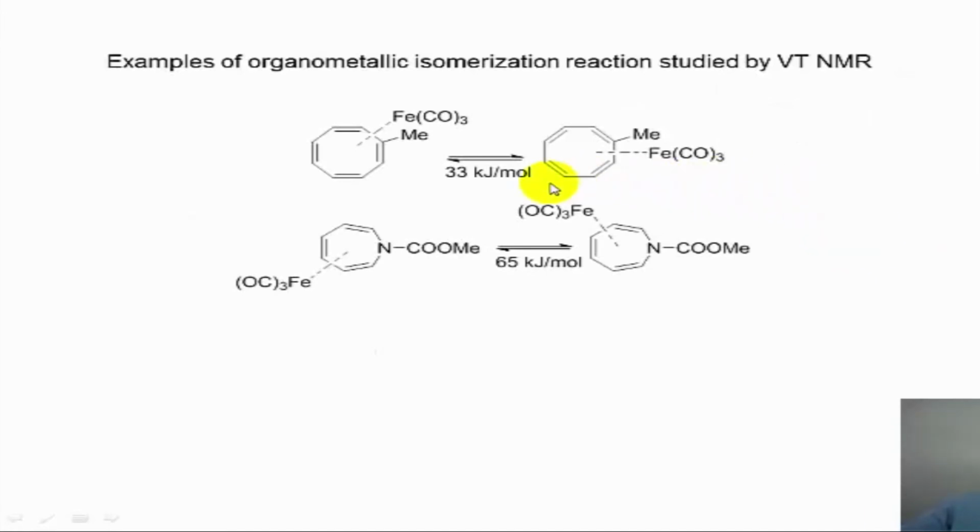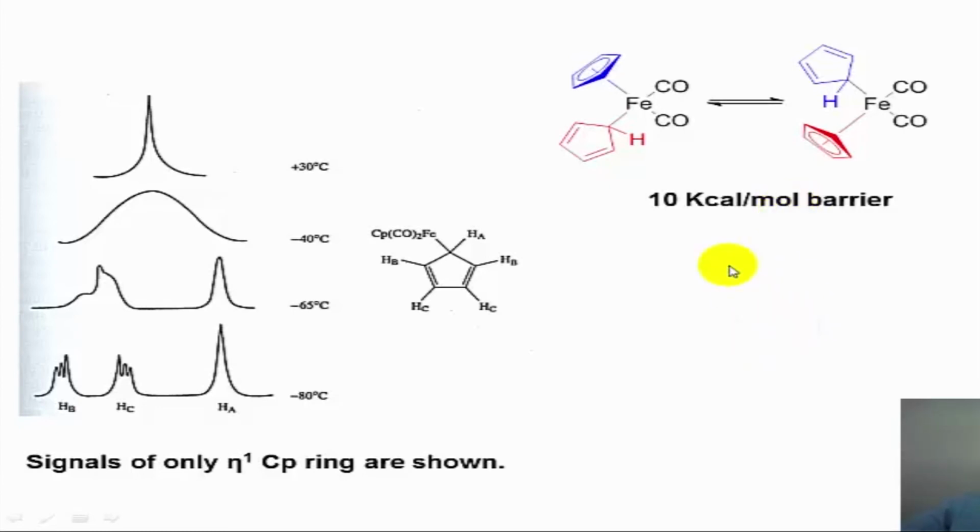These are some more examples of an iron tricarbonyl walking around the pi system, and this rearrangement is very facile. It goes from one eta 4 to another eta 4 kind of coordination, and the activation barrier for this rearrangement is about 33 kilojoules per mole, so it should be happening very rapidly at room temperature, whereas the corresponding azepine derivative has a slightly higher activation barrier of 65 kilojoules per mole. So this kind of example is studied by variable temperature NMR spectroscopy, and the activation parameters were derived from the variable temperature NMR spectroscopy.